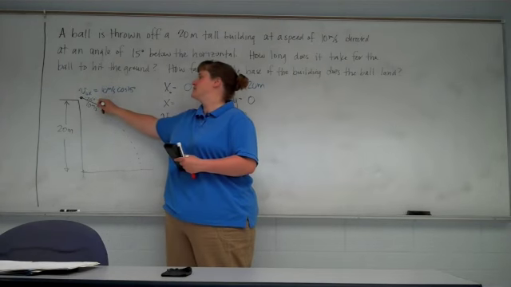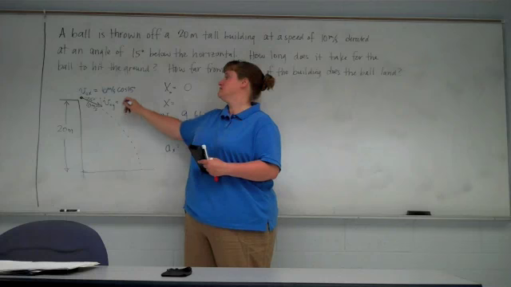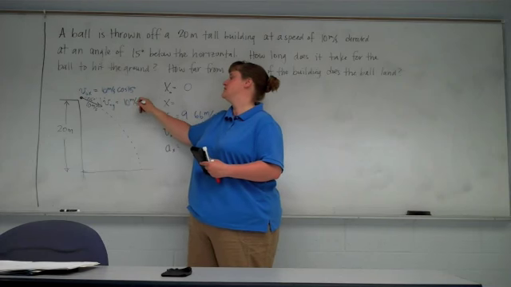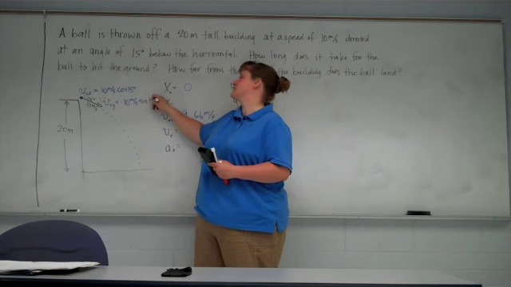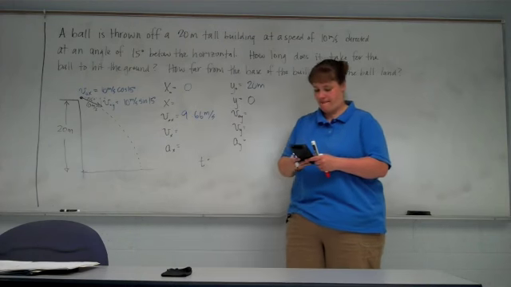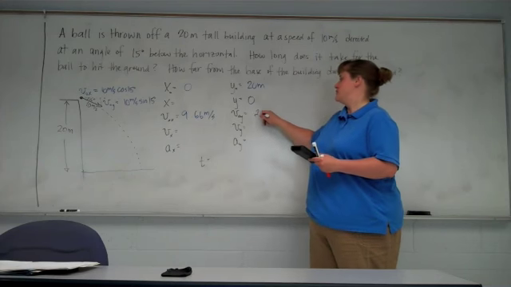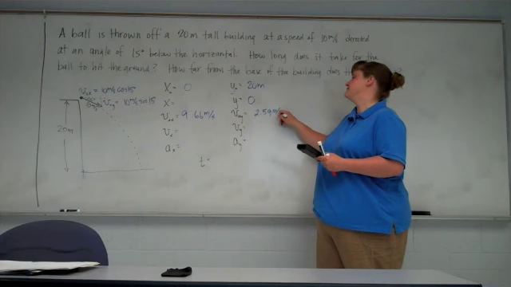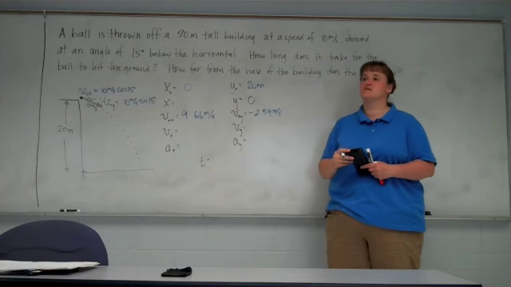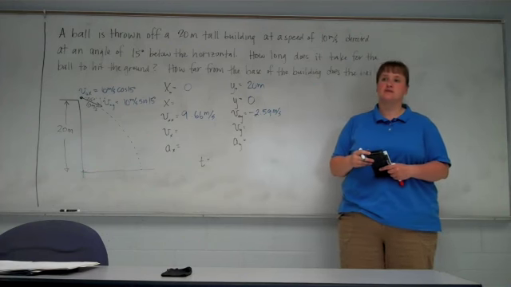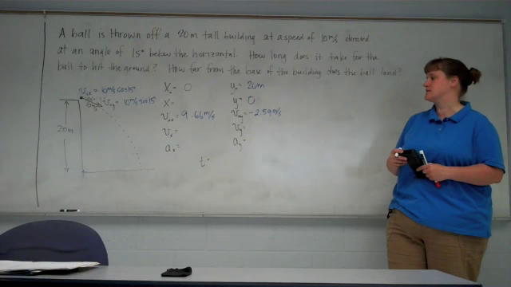The y component uses sine, because it's opposite. So 10 meters per second times the sine of 15 degrees, which is 2.59 meters per second. Negative. It's headed downwards. It's very important. So since it's headed downwards, we need an initial negative y velocity.